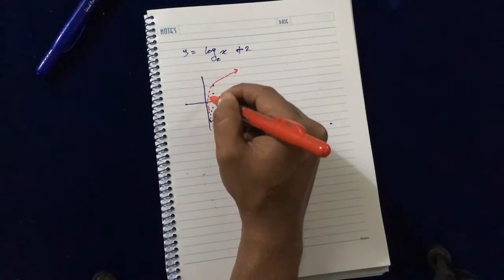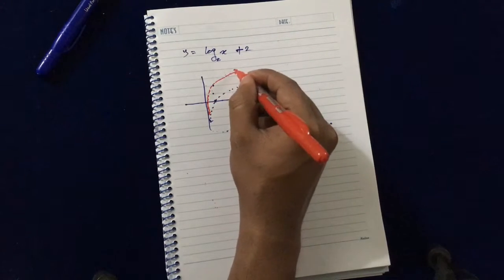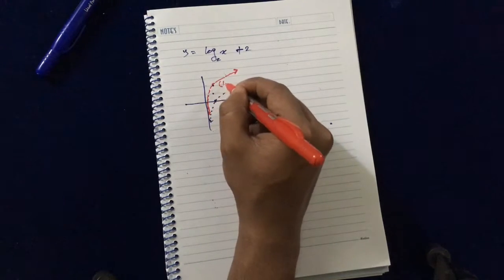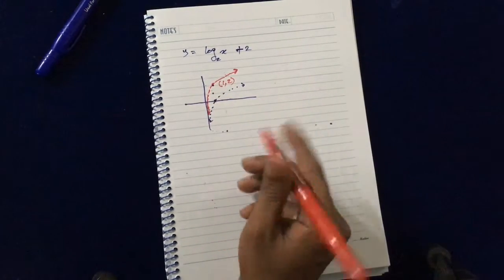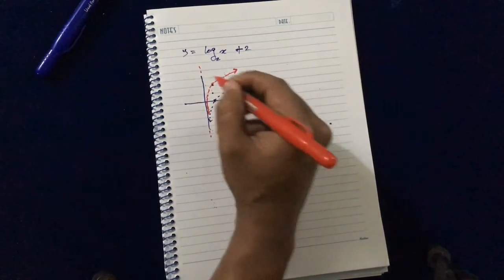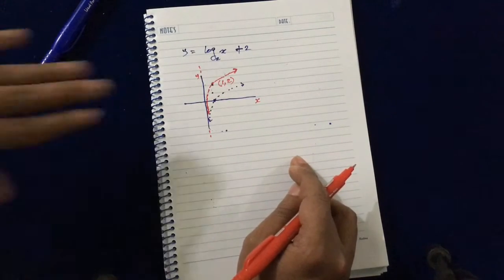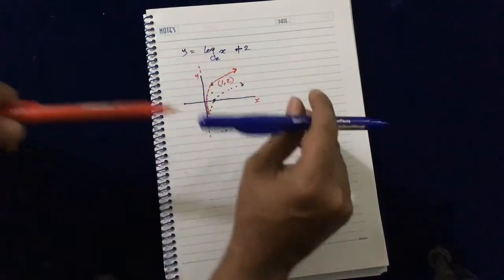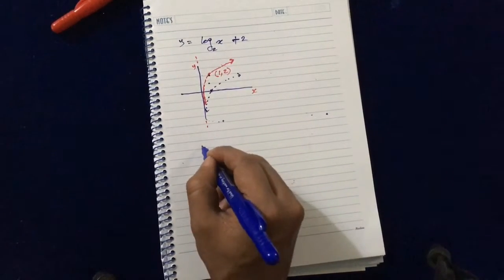So the graph will be like this. This point is now (1, 2), and our asymptote will remain the same. This is the asymptote, this is our x and this is our y. So this is the graph of y equals log base 2 of x plus 2, exactly the same graph, just moved up.